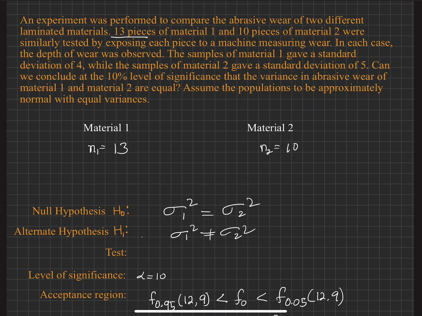Material 1 has standard deviation 4 and material 2 has standard deviation 5. We usually use variance, so s1 is 4, s1 square is 16, s2 is 5, s2 square is 25.